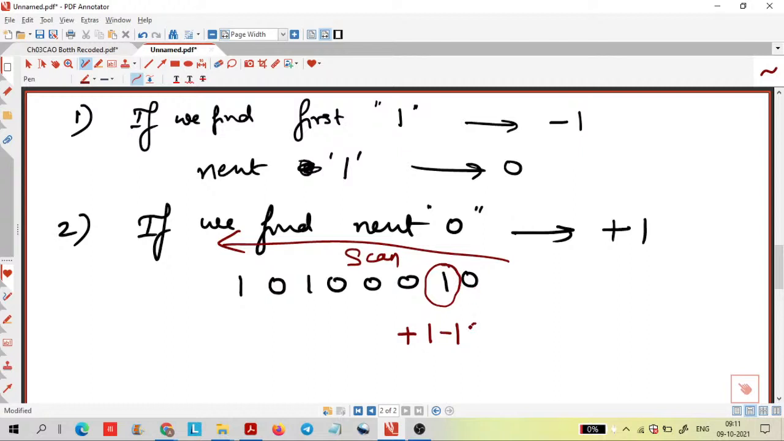First we have to track the first 1. If it stays the same, write down 0, but first track the first 1. If we get the first 1, it becomes -1, and then the next 0 becomes +1. And if we get the same digit, then 0 only. Again the same, then 0. If we find the next 1, write it as -1. Next 0, +1. Next 1, -1.